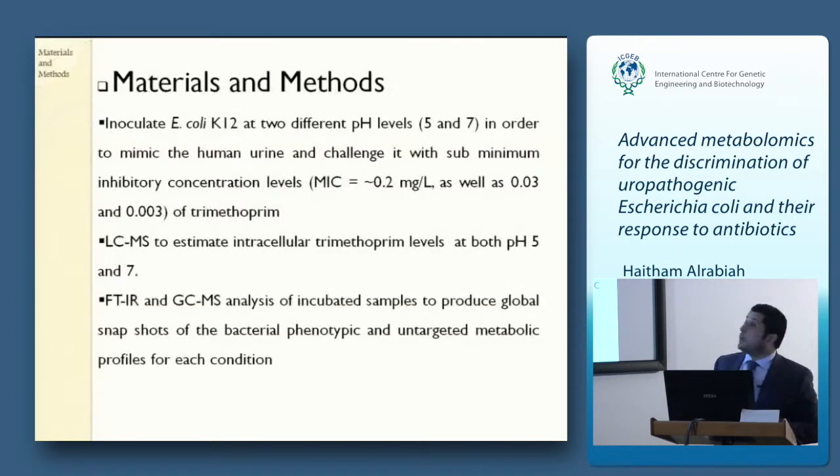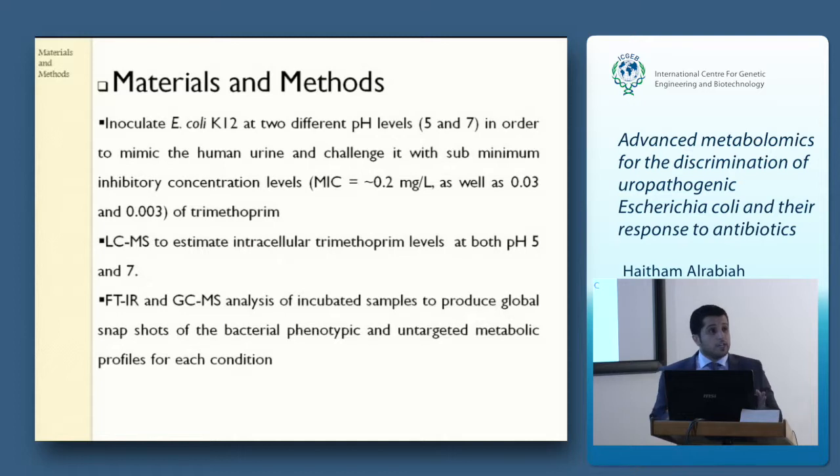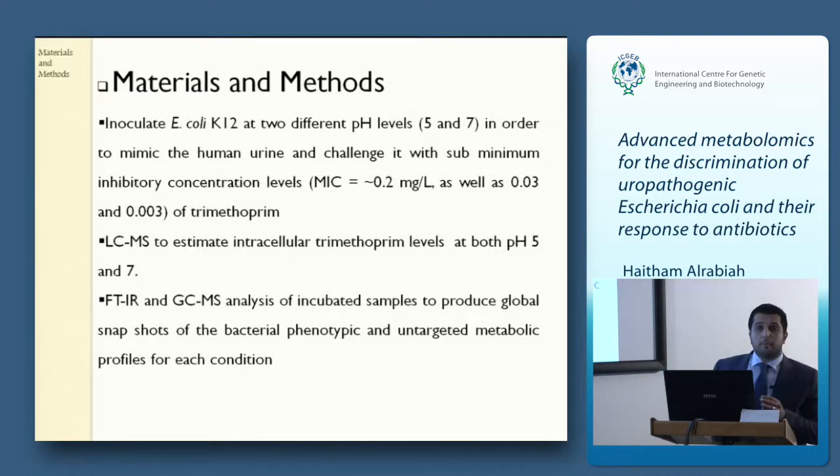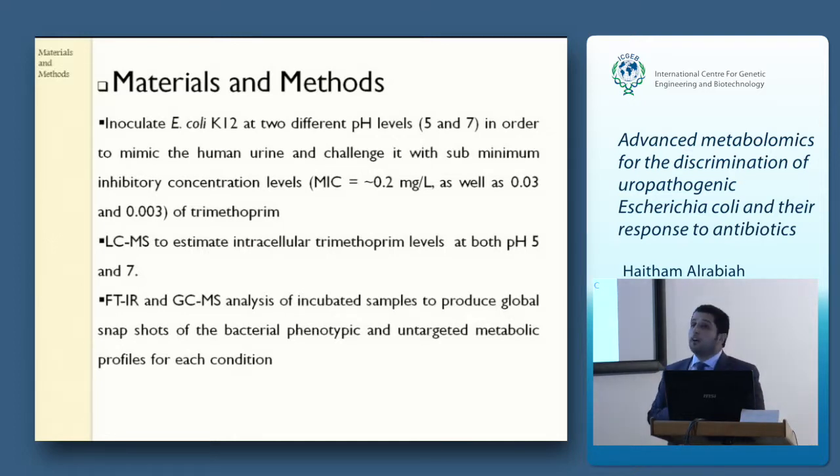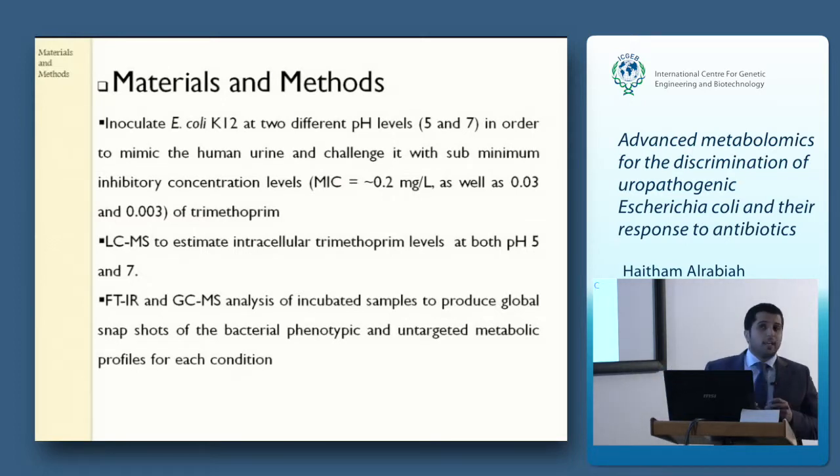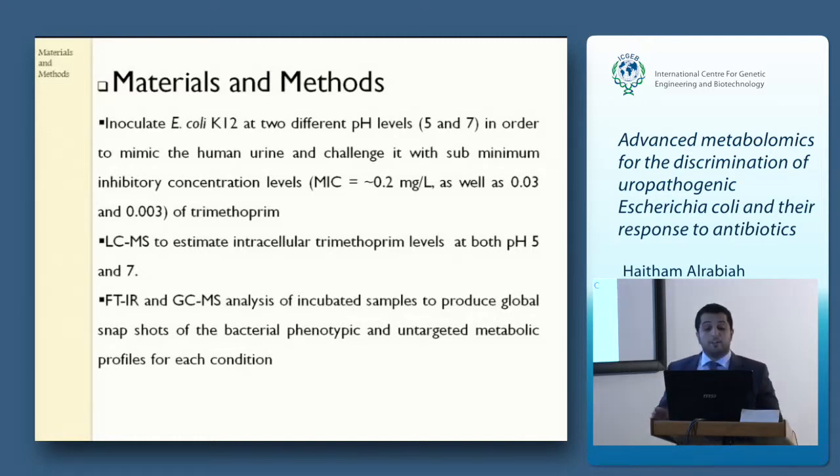We inoculated E. coli K12 at two different pH levels, 5 and 7, trying to mimic human urine, and challenged it with three concentrations below and including the minimum inhibitory concentration of trimethoprim, which was determined in a Bioscreen in a preliminary experiment. Then we used LCMS to estimate intracellular trimethoprim levels at pH 5 and 7.